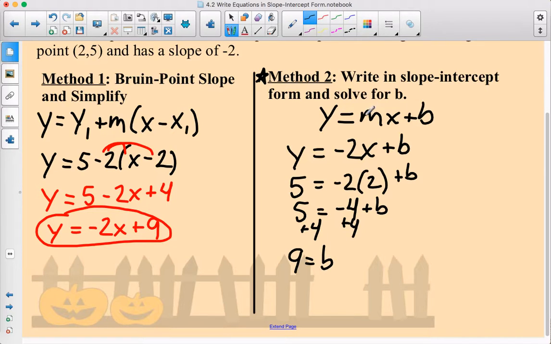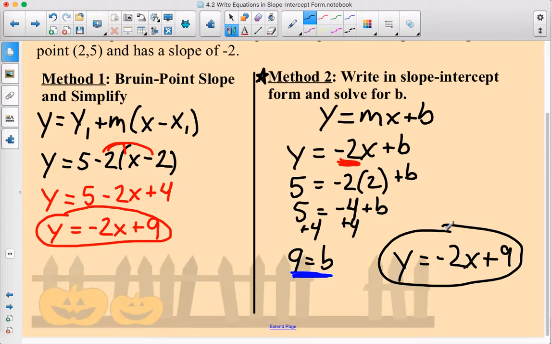Put the pieces together. I knew the slope was already negative 2. I just found that the y-intercept is 9, so my equation is y equals negative 2x plus 9. There you go. Method 1 and method 2 agree. Doesn't matter to me which one you use. You just need to show your work so that if you make a mistake, I can help catch that mistake and fix it for you.